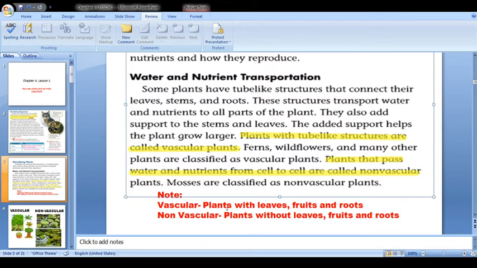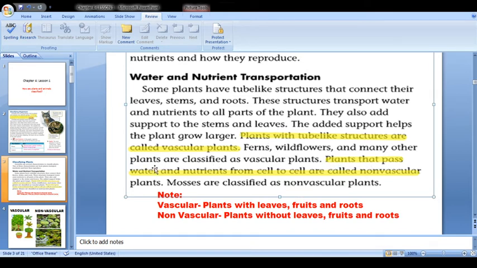And how do vascular plants look? They have leaves, they have fruits, and they have roots. Now let's move to the non-vascular.